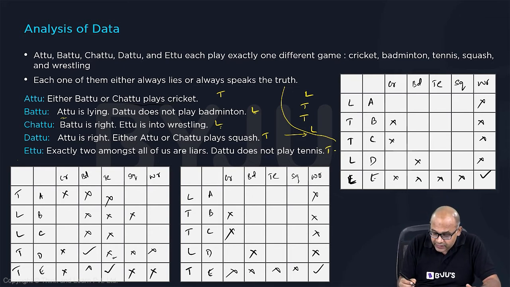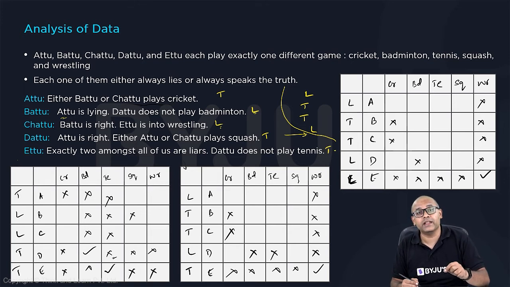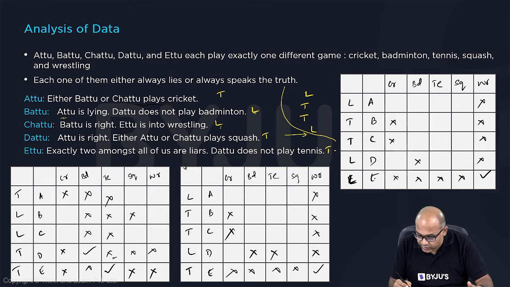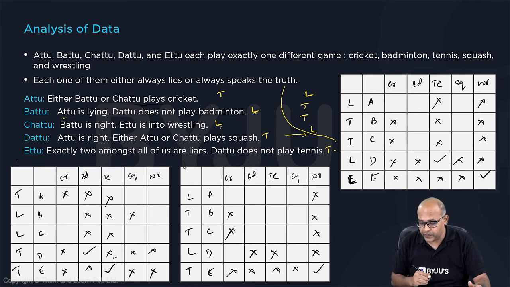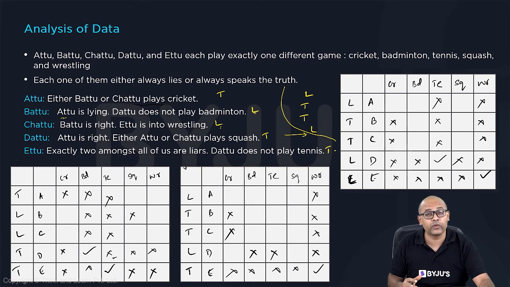So if I take the first case here, then I am saying that E is actually a truth teller, in which case Dattu does not play tennis. So Dattu does not play tennis comes here. And the second case is where E is a liar, which means D does not play tennis is incorrect. So D has to play tennis. So D plays tennis is correct. So then I will fill this up. So these are the possibilities for me. I can't fill anything more than this. Let's go ahead and take a look at the questions.